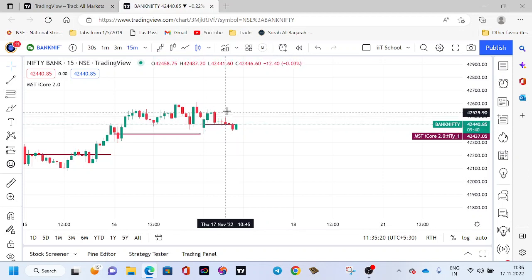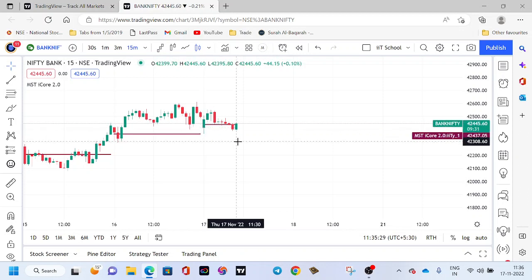So if the market has reached the sell entry, now you can buy the 42,400 put option. If the market has reached the buy entry, you can buy the 42,400 call option. In such cases, the premium will be much lower. When the market has reached the DCP level, the movement will be very high.